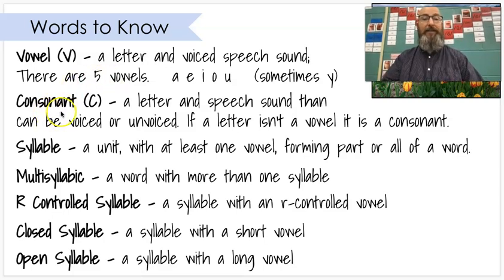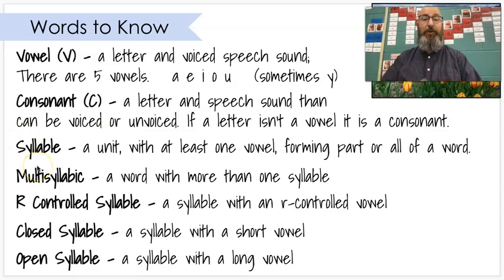We also have the word consonant, and we'll be labeling those with a C in our video. A consonant is a letter and a speech sound that can be voiced or unvoiced. And if a letter isn't a vowel, it's a consonant. So B, C, D, F, G, H, J, K, L, M, N, P, Q, R, S, T, V, W, X, sometimes Y, and Z. And by voiced and unvoiced is when you make the sound. If you can put your finger on your throat, if you feel a little vibration, it's voiced. If you don't feel a vibration, it's unvoiced.